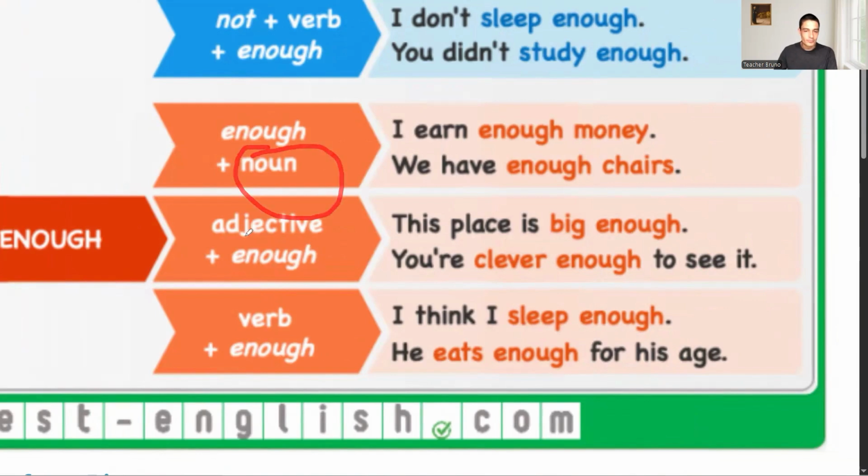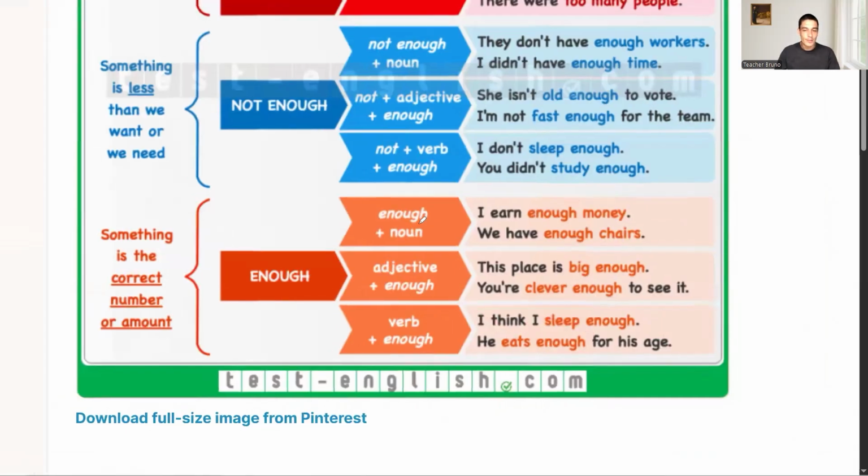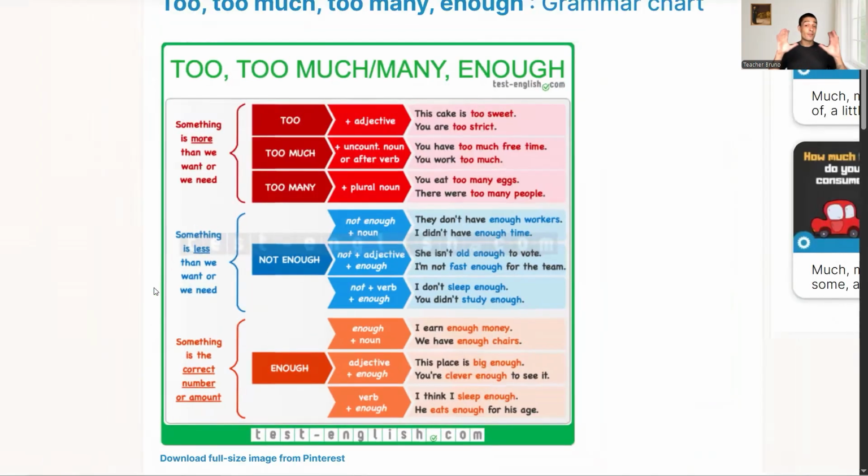Noun goes after; adjective goes first; verb goes first. I sleep enough. I think I sleep enough. He eats enough for his age. Pay attention to the structures. If it's a noun, it goes after. If it's an adjective, it goes first. And if it's a verb, it also goes first. So that covers our lesson about quantifiers.